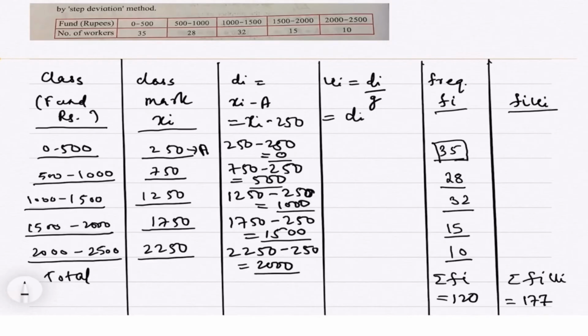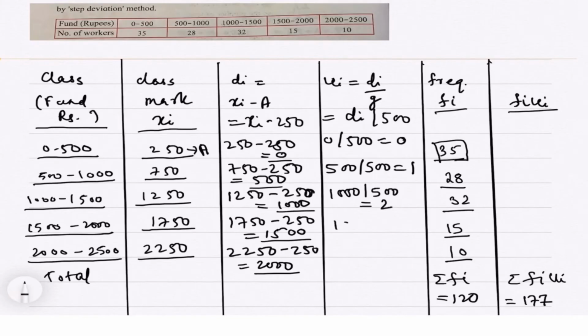So ui equals di upon 500. So the first value of ui, 0 by 500, gives us 0. Second value, 500 by 500, gives us 1. Third, 1000 upon 500 gives us 2. 1500 by 500 gives us 3. And the last value of di, 2000 upon 500, gives us 4 as the answer.